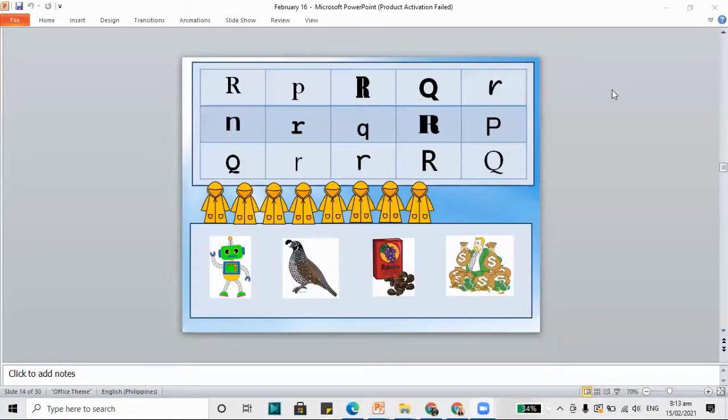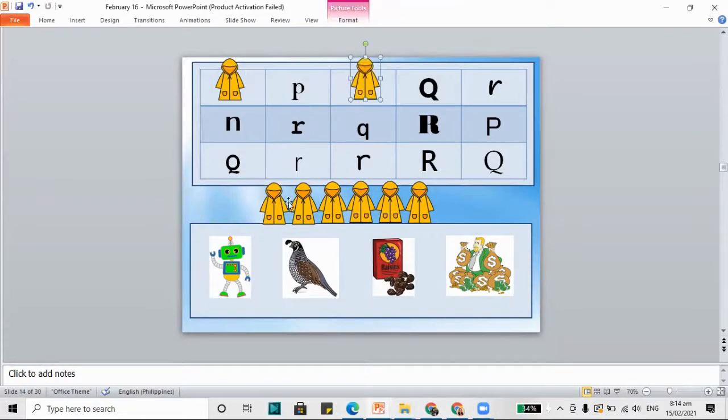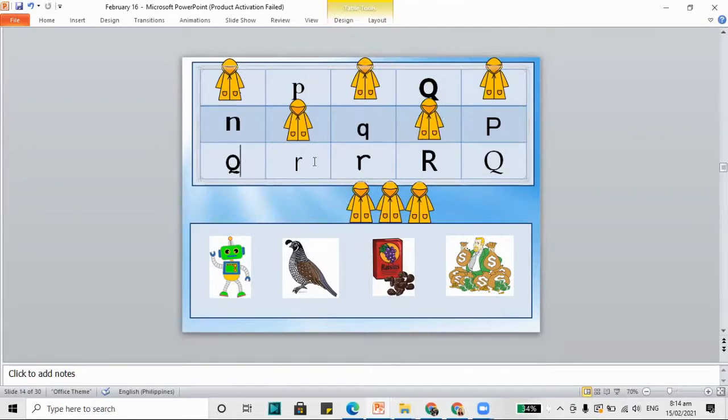Let's cover all our letter R's with the raincoat because raincoat begins with R. We have R, this is P, this is capital R, this is Q. This one is lowercase r. We have N, this one is lowercase r, this is Q. This is also R. This is P. We have capital Q. This one is lowercase r, another lowercase r. We have capital R and no more R's to cover.